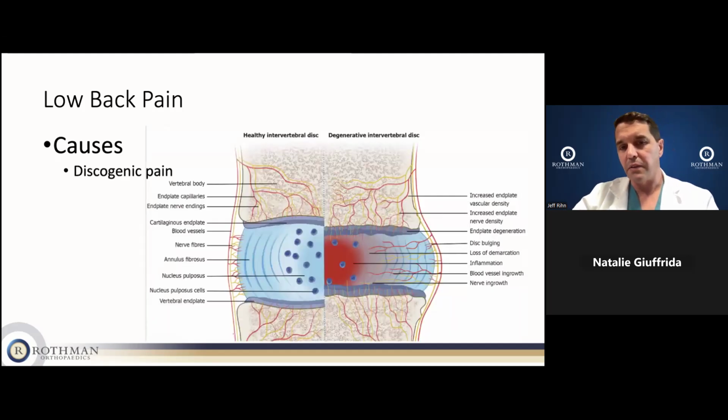Another cause of low back pain is discogenic pain. That means back pain that comes from the actual disc in between your two vertebrae. So in this picture, on the left side, this is a healthy disc in between these two vertebrae. And on the right side is a disc that's gone through degeneration. So as you age and as the disc degenerates, it collapses. You get increased blood vessels and nerves growing into the disc, and you lose the water and the hydration of the disc. And then the vertebrae on either side of the disc start to change. You can see it becomes irregular. And this is a process that can be associated with a lot of pain.